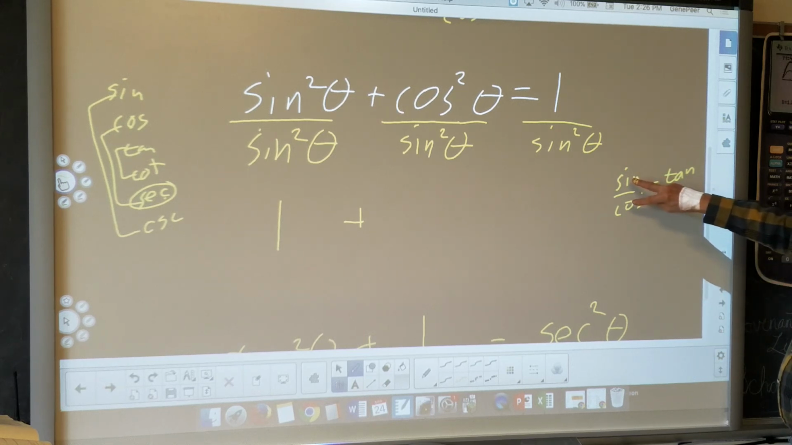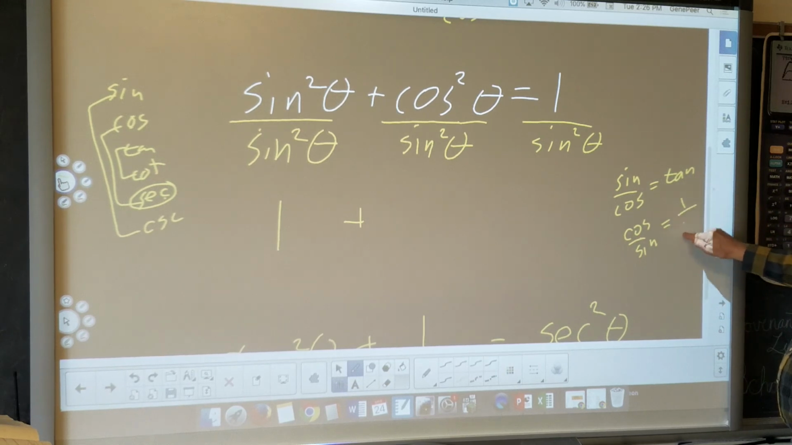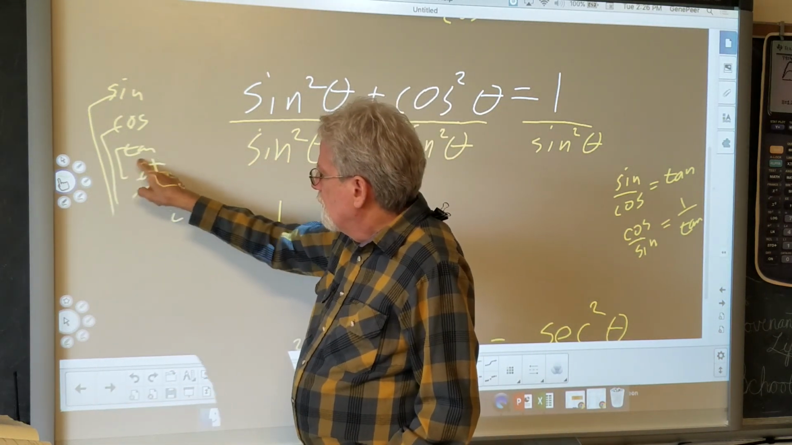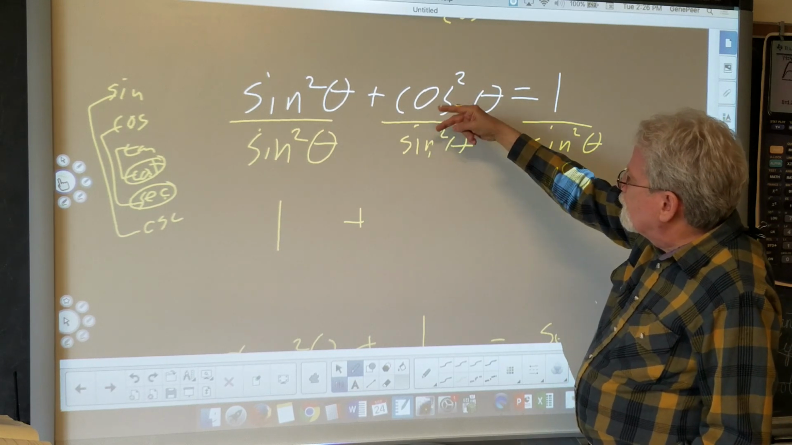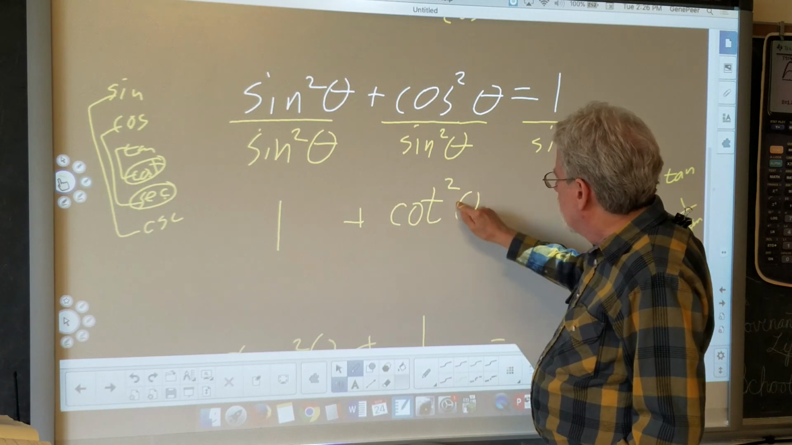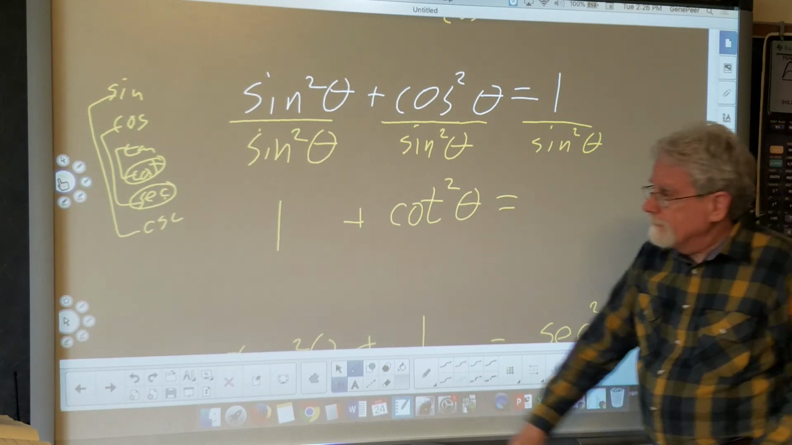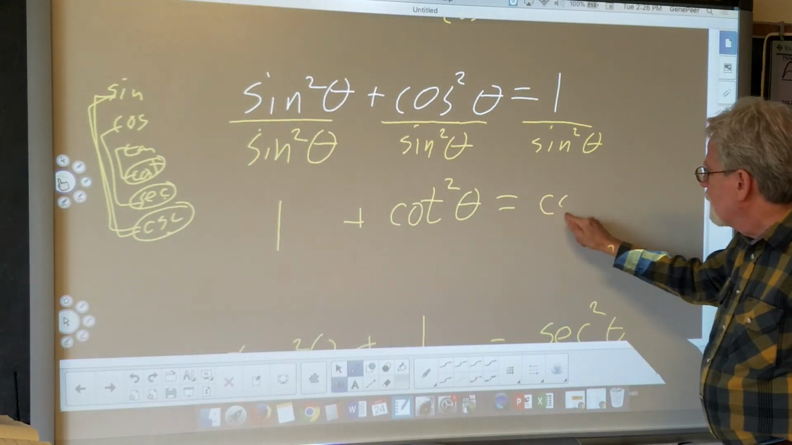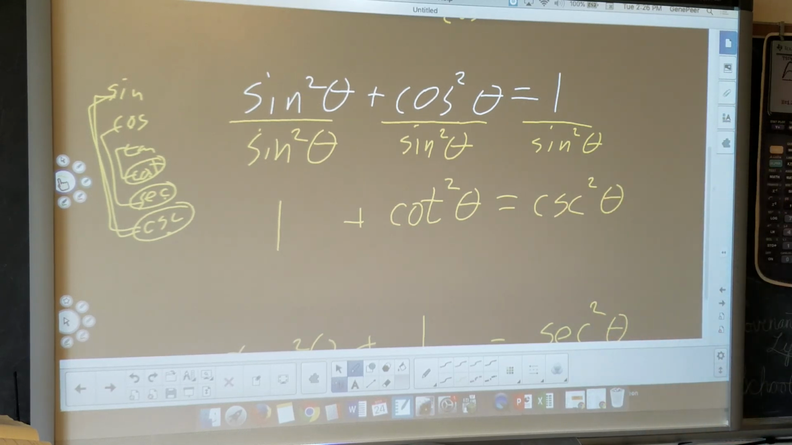So flip that, make it cosine over sine. It must be 1 over tangent. But what's 1 over tangent? It's cotangent. So cosine over sine must be the reciprocal of sine over cosine, so it is cotangent squared theta, equals. And then, what's the reciprocal of sine? The reciprocal of sine is cosecant, so this becomes cosecant squared theta, and there we have another identity that you have to know.